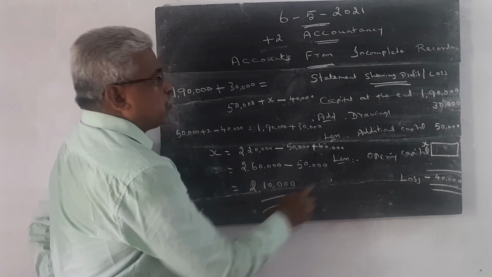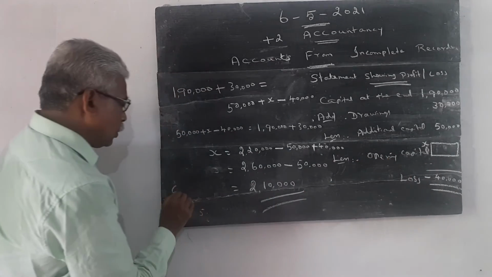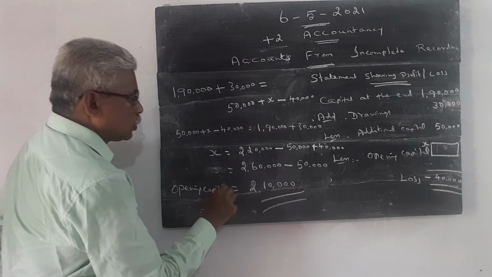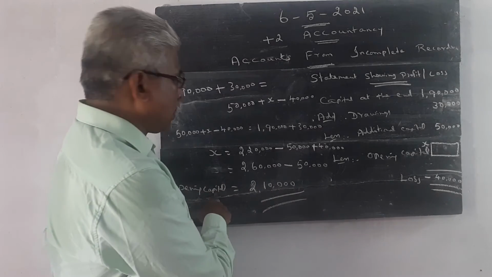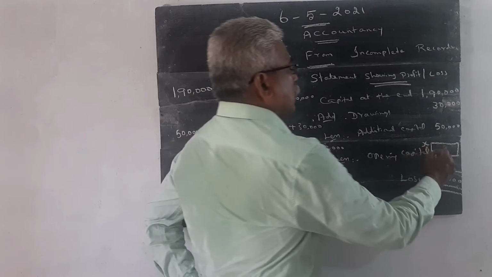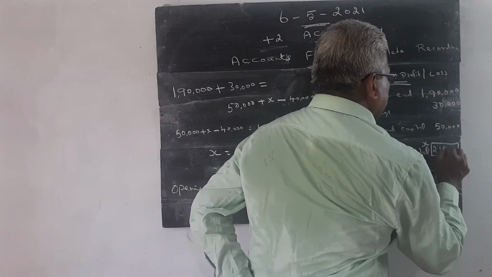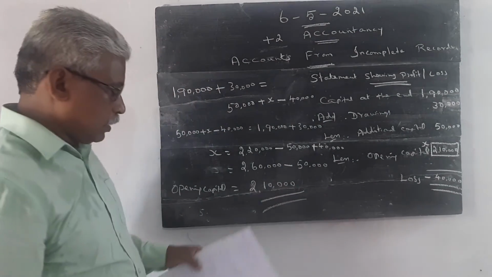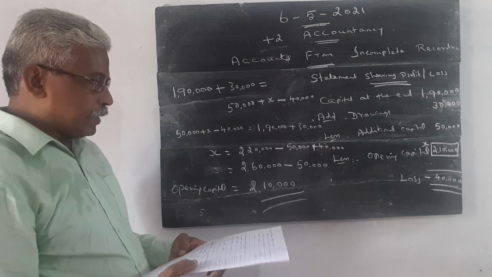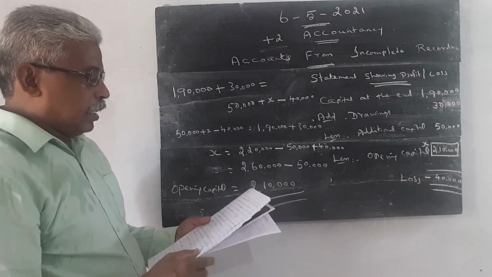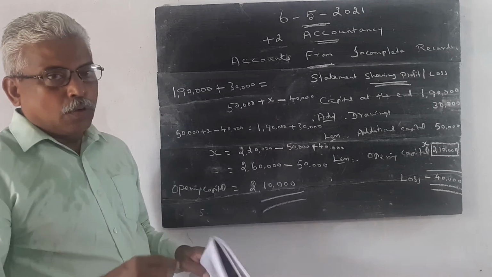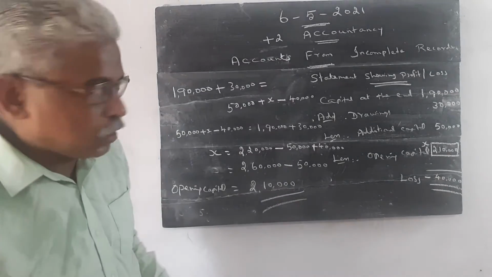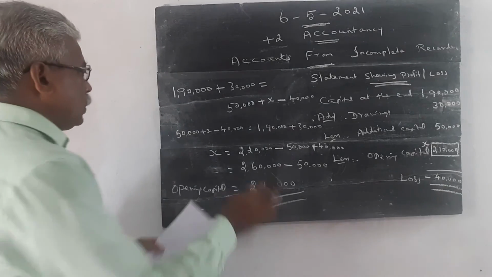So the value of opening capital is equal to 2,10,000. Here you write opening capital. In the box also you write 2,10,000. This is the procedure for doing this question. 2,10,000 is the answer. Dear students, we will do two more problems. Try to complete within the stipulated time. So do question number 4.